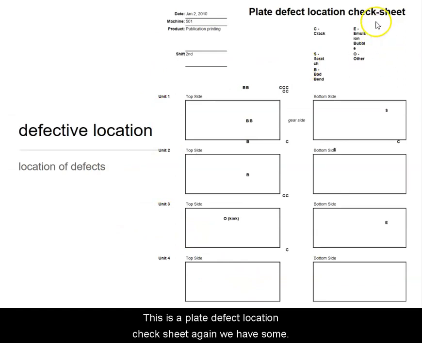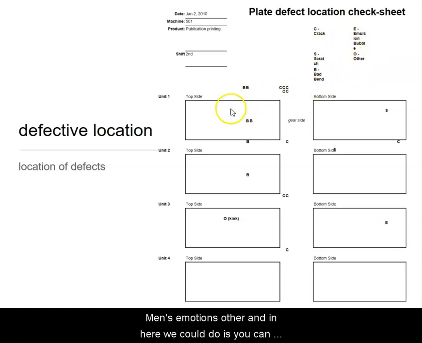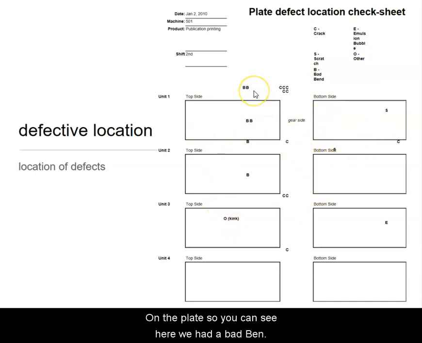This is a plate defect location check sheet. Again, we have some of the defects here. We've got cracked, scratched, bad bends, emulsions, and other. And then what we can do is actually locate where those defects occurred on the plate. So you can see here we had a bad bend, it looks like on the lead edge of the plate, and on the print side of the plate where it gets hung, we've got an emulsion. So we have some issues going on here, and it shows us the location on the plate where it's occurring.